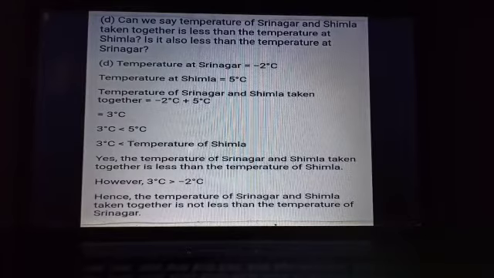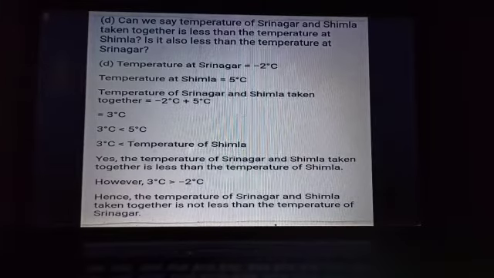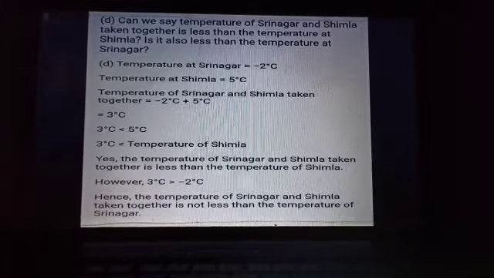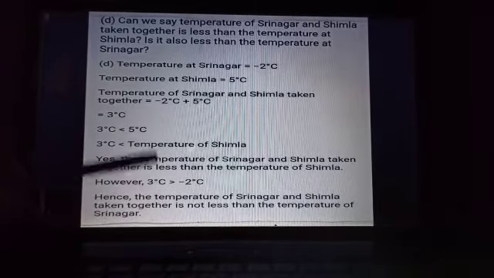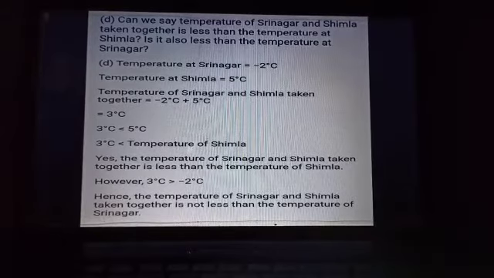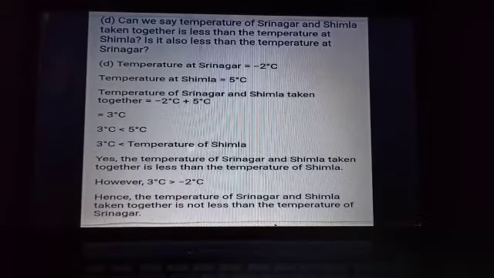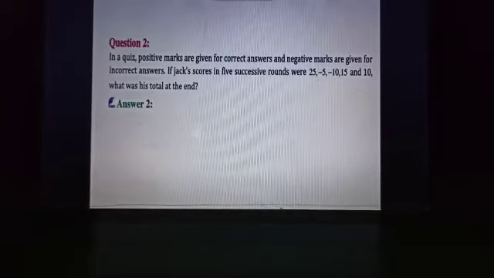Now we have to compare the temperature 3 degrees Celsius with the temperature of Srinagar. So as you know, the temperature of Srinagar is -2 degrees Celsius, and on comparing you will see that 3 degrees Celsius is not less than -2 degrees Celsius, it is greater. Hence the temperature of Srinagar and Shimla taken together is not less than the temperature of Srinagar. Now moving on to question number 2.